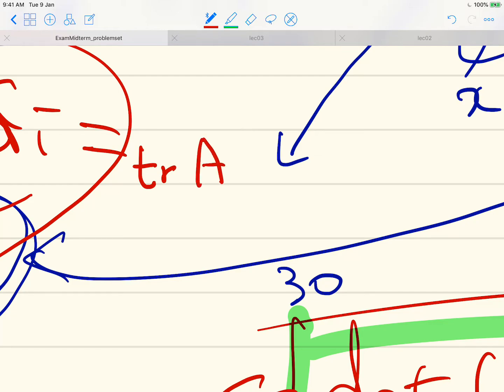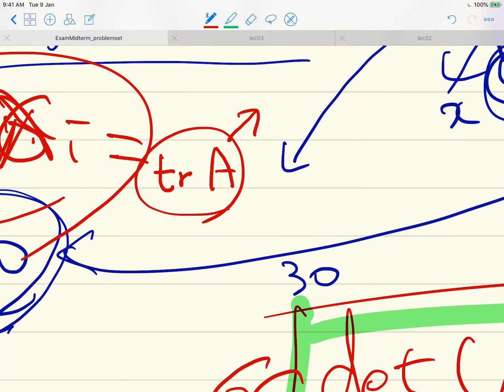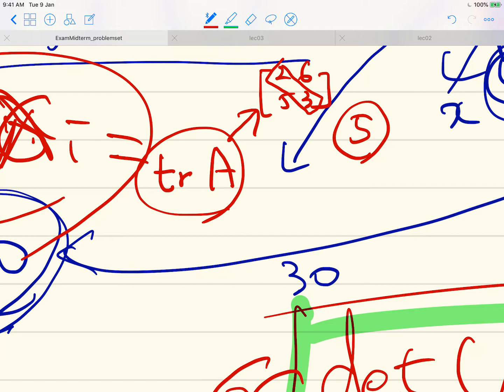Yeah, it's the trace of A, right? So what is the trace? Trace is the summation of diagonal values, right? Diagonal values. So it is 5. And yeah, it is a little bit tricky to prove, and it is related to this kind of cofactor pattern when computing the determinant.